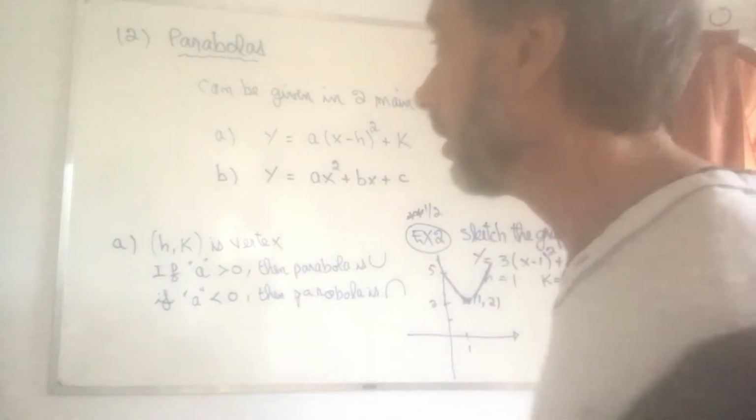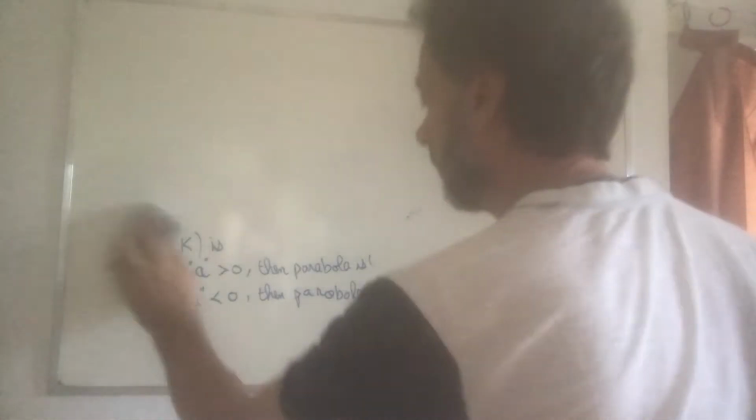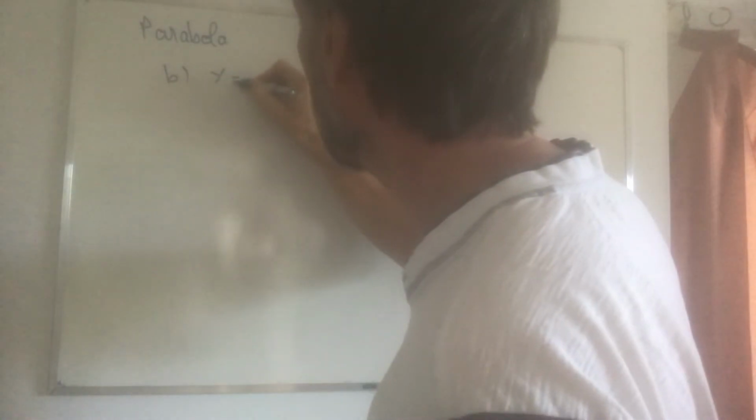If you're not given the parabola in the hk form, then we are going to have to work a little harder. How so? Consider example 3. Parabola in the b form. So, y equals ax squared plus bx plus c.